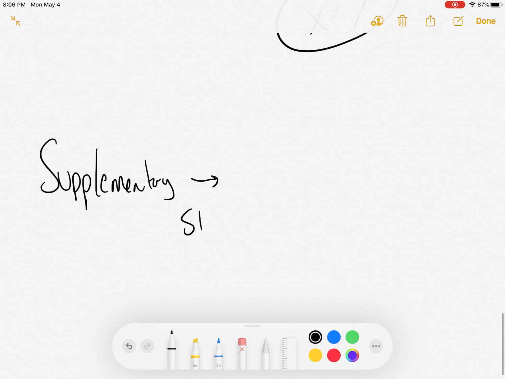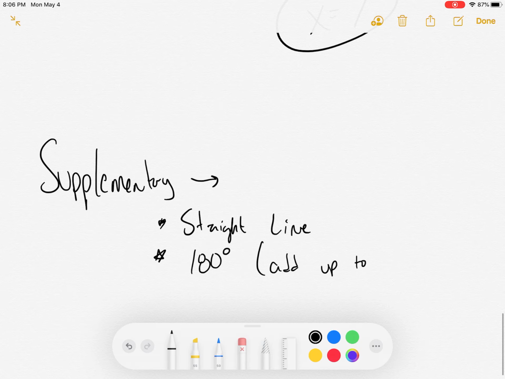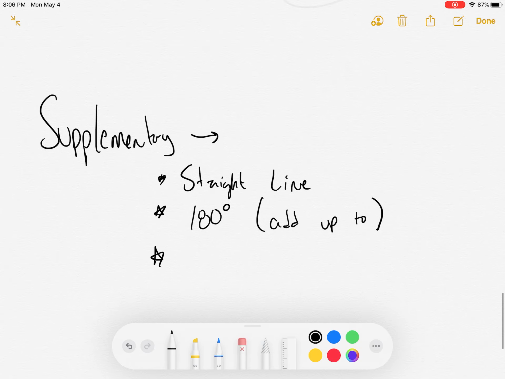Okay, so quick review. Supplementary, they form a straight line, which is they add up to 180 degrees, and we can assume this.